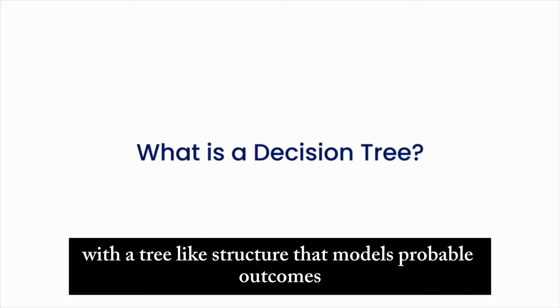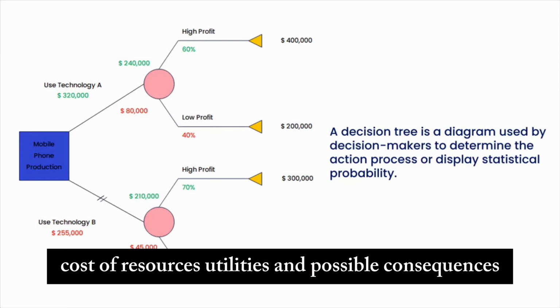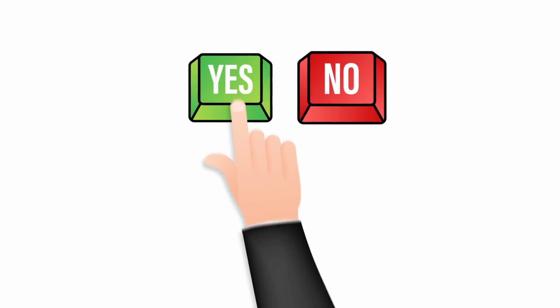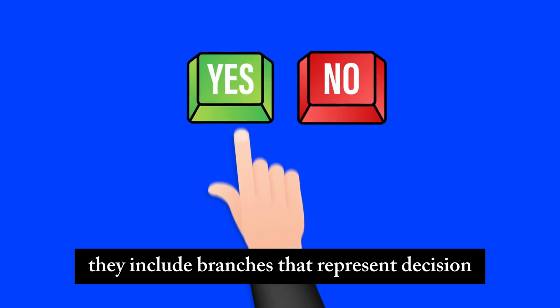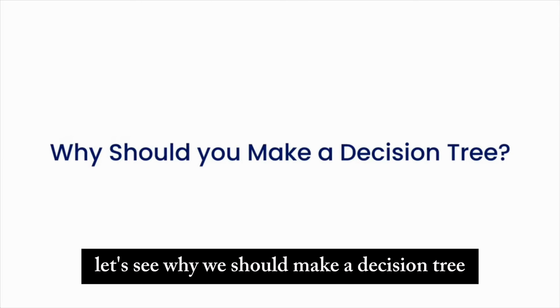Section 3. Decision trees. A decision tree is a support tool with a tree-like structure that models probable outcomes, cost of resources, utilities, and possible consequences. Decision trees provide a way to present algorithms with conditional control statements. They include branches that represent decision-making steps that can lead to a favorable result. Let's see why we should make a decision tree.